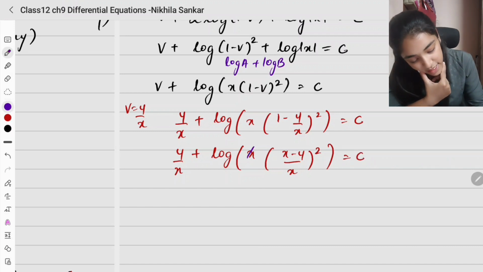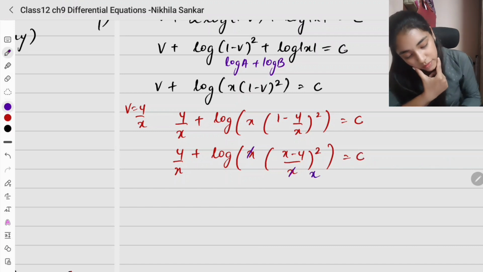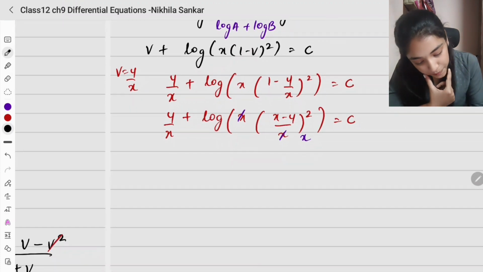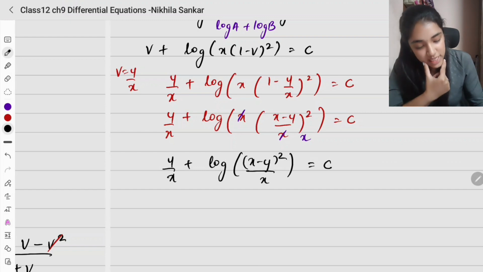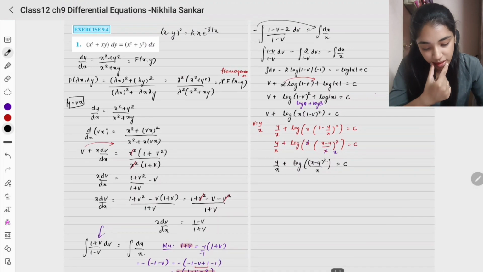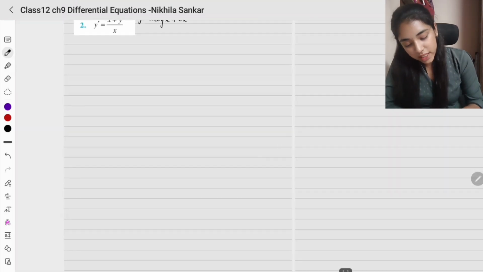I see that 1 x and 1 x from the power gets cancelled. So I'll be left with x. So what will happen in that? y divided by x plus log of x minus y the whole square divided by x equals c. Okay, this is my final answer. Please copy. Moving on to the second question.